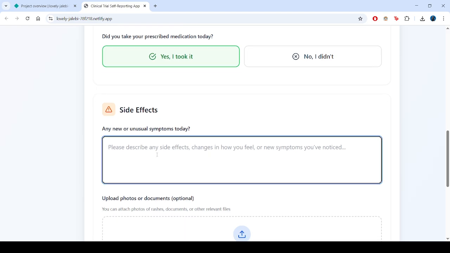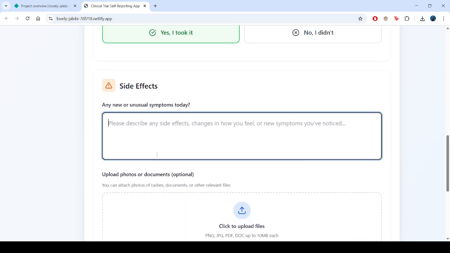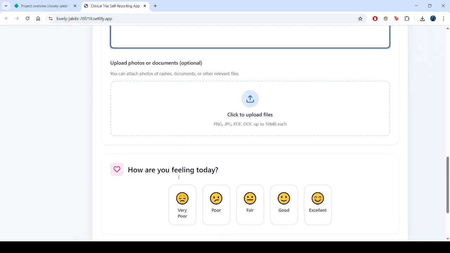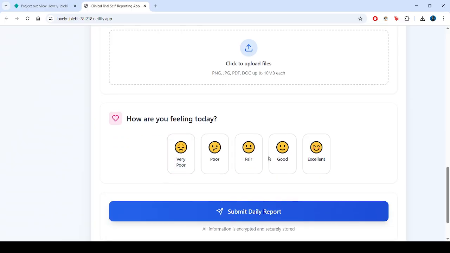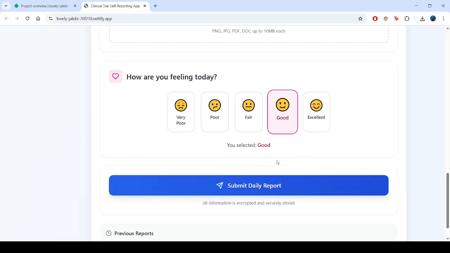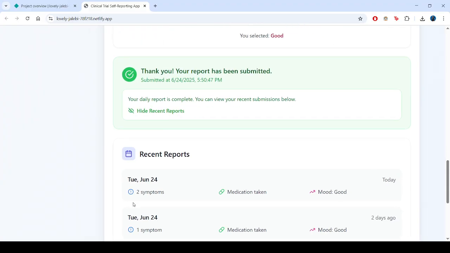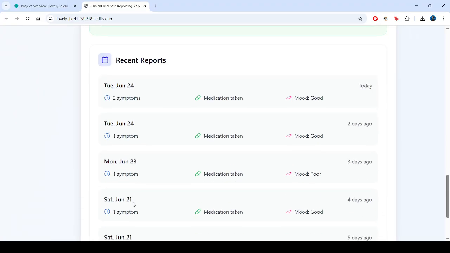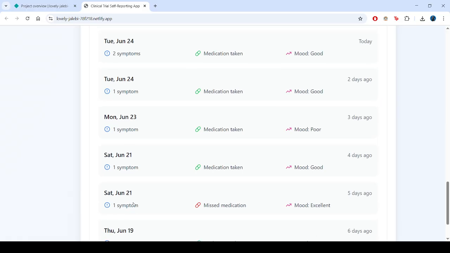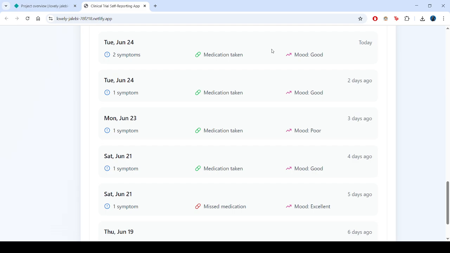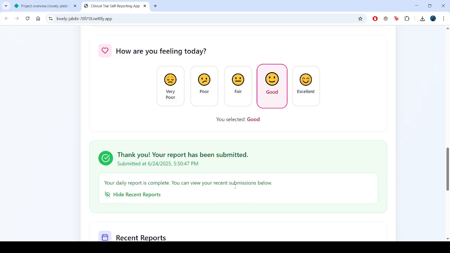So the patient can describe all the details that are being asked, and then he or she can upload an image as well, and a mood detector is also attached in this form, and then the patient can submit the report. Apart from this, the patient can see the recent reports that they have submitted. For example, what was the report that was submitted today or 2 days ago or 3 days ago, and so on and so forth.